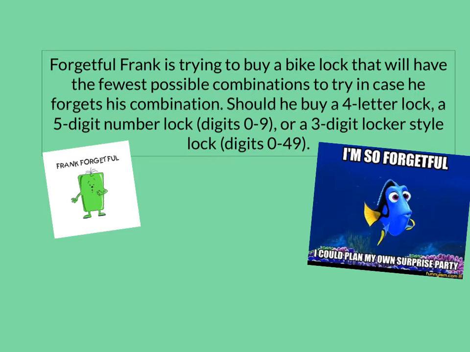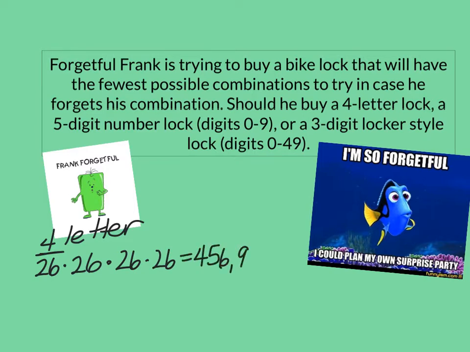So to figure out all the possibilities for these combination locks, we can multiply the possibilities for each kind of place in the lock. So if we think about a 4-letter lock, there are 26 letters in the alphabet. So that means for each possible place, if it's 4 in the combination, there are 26 different possibilities. And so for the 4-letter lock, there are 456,976 possibilities.